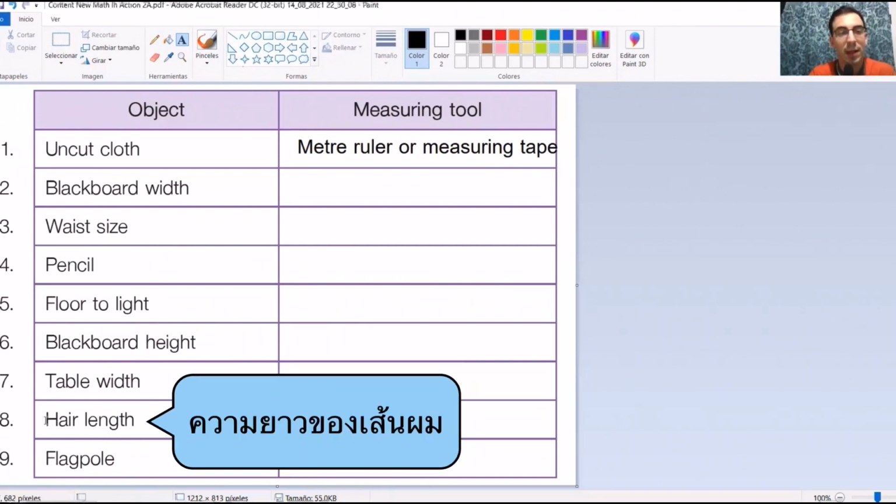Number 8, hair length. Hair length. Okay, how long is your hair? How long is your hair? Okay, how long? How do you measure your hair?